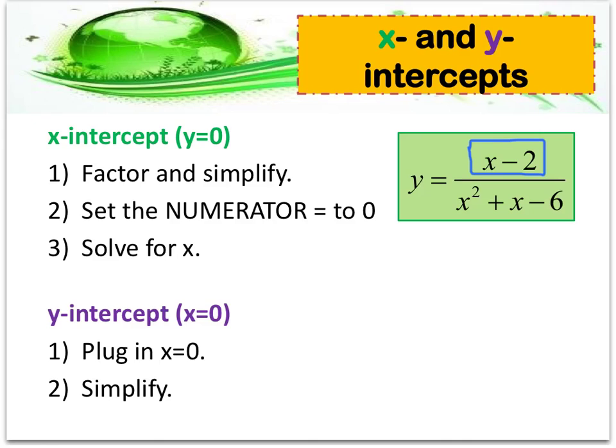Our y-intercepts are going to happen whenever x is equal to 0. So for those, that's pretty simple. We're just going to plug in 0 for x after we've simplified, and any values that we get are going to be our y-intercepts. So if you look at this function, if I want to find the x-intercepts, I would first factor and simplify.